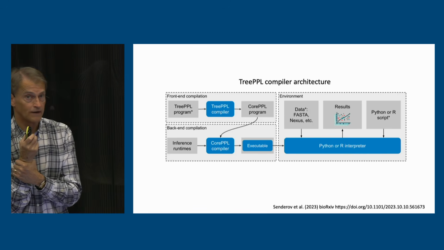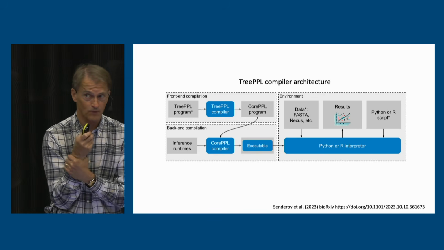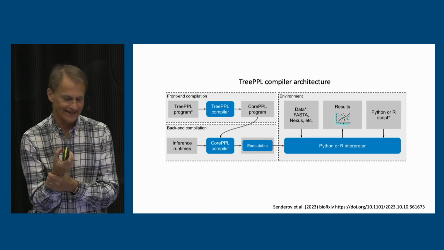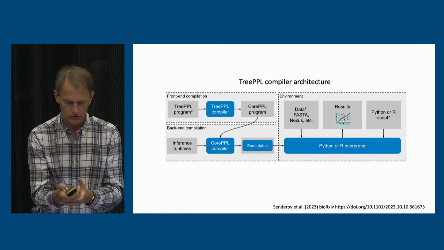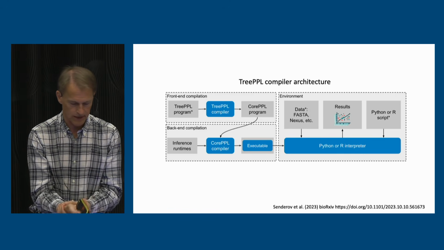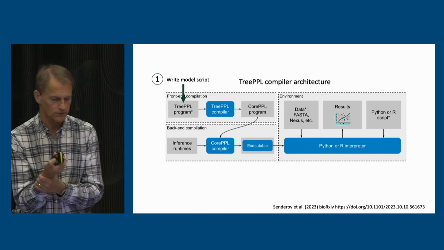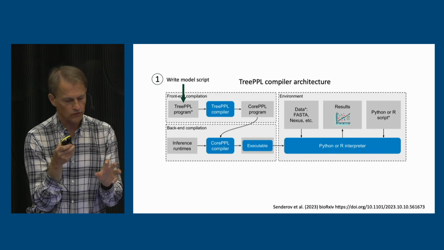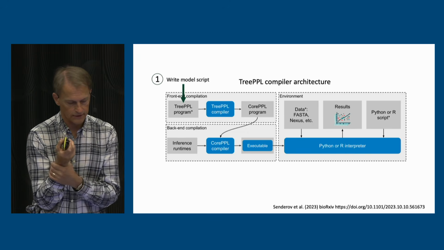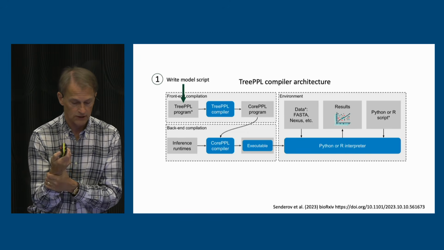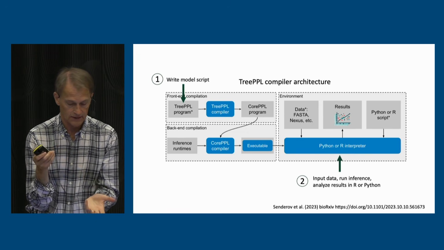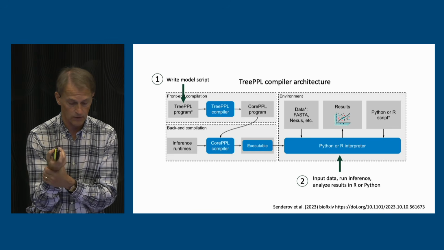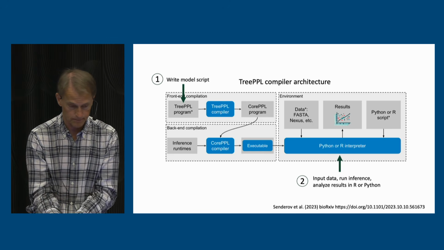Then we combine that with inference runtimes and generate an executable. I guess this corresponds to what you would call in Stan a fit object. The user interacts with this through a Python or R interface. That's what we're trying to make sure we have in place. So the user needs to write a model script in the Tree People programming language, then input the data, run inference, and analyze results. We want that to be done in Python or R.